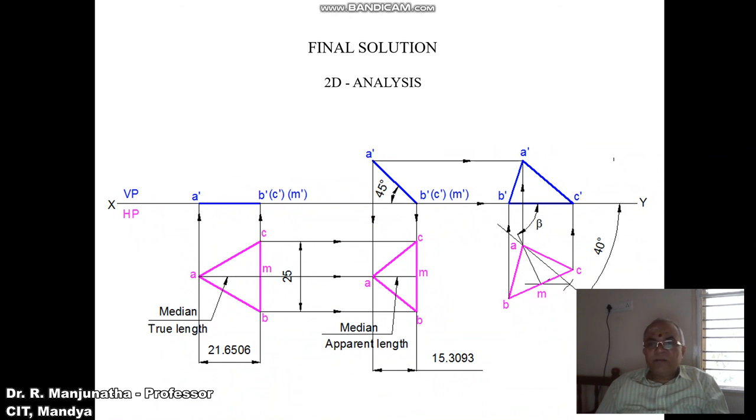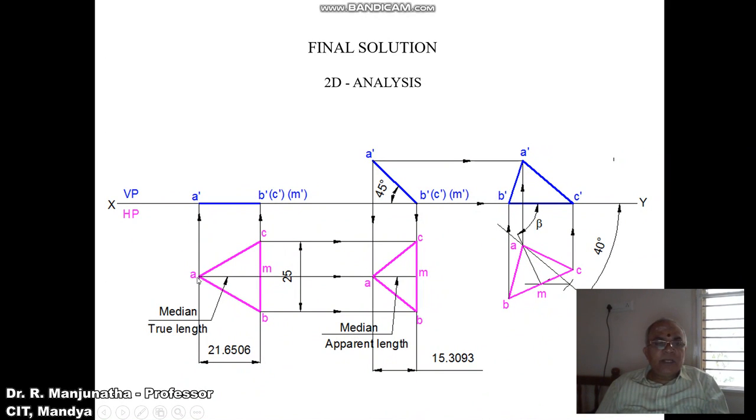To do that, first draw a horizontal line and consider any point on that line, and mark this point as A. Using the protractor, measure an angle of 40 degrees with respect to the horizontal line and draw an inclined line. Since this is a true inclination line, you have to take the true length of the median. The true length of the median is obtained in the second position and the first position top view. As we see here, A dash M dash is parallel to HP, so you get the true length in the vertical plane, true length in the HP.